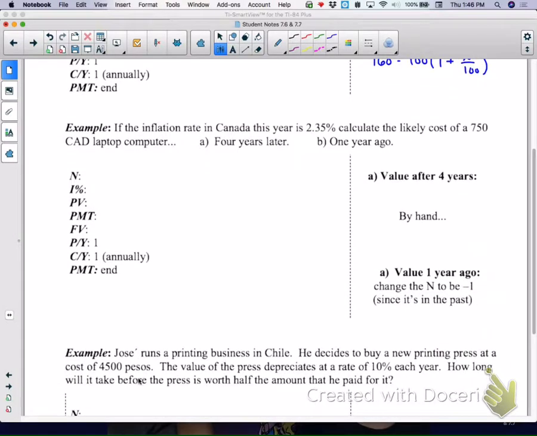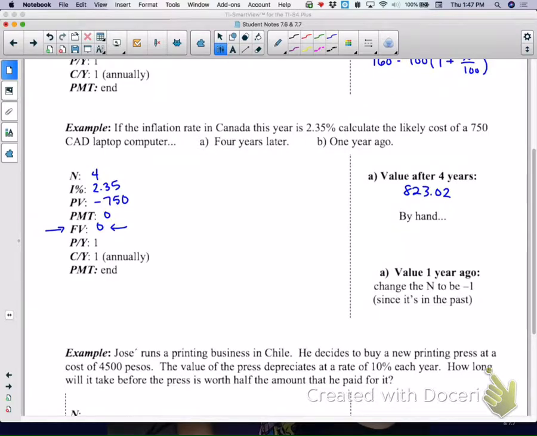All right, next. If the inflation rate in Canada this year is 2.35%, calculate the likely cost of a $750 Canadian laptop computer 4 years later or 1 year later. Okay, so we're going to fill these numbers in here twice. For our 4 years later, our N is 4, 2.35%. Our present value, negative 750 with no payment. Future value, I don't know that one, so we'll leave that as 0 for now. Okay, so we go back up, we solve for that future value.